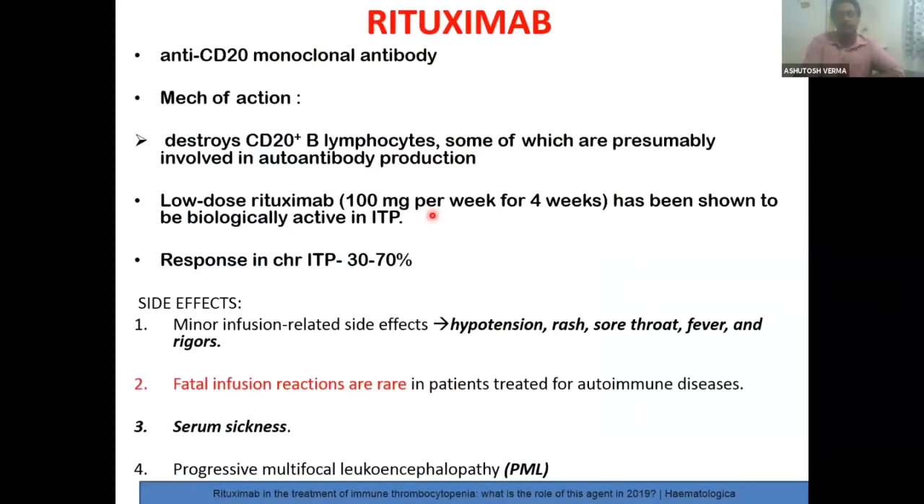Coming to rituximab, it is an anti-CD20 monoclonal antibody. The mechanism of action is that it destroys CD20 B lymphocytes, which are assumed to produce autoantibody. A low dose of rituximab is also found to be useful, like 100 mg per week for 4 weeks. But the usual dose is 375 mg per meter square weekly for 4 weeks. The response in chronic ITP is around 30 to 70%. Side effects are usually minor infusion-related reactions, but it might cause serum sickness. It might lead to activation of JC virus, causing progressive multifocal leukoencephalopathy.